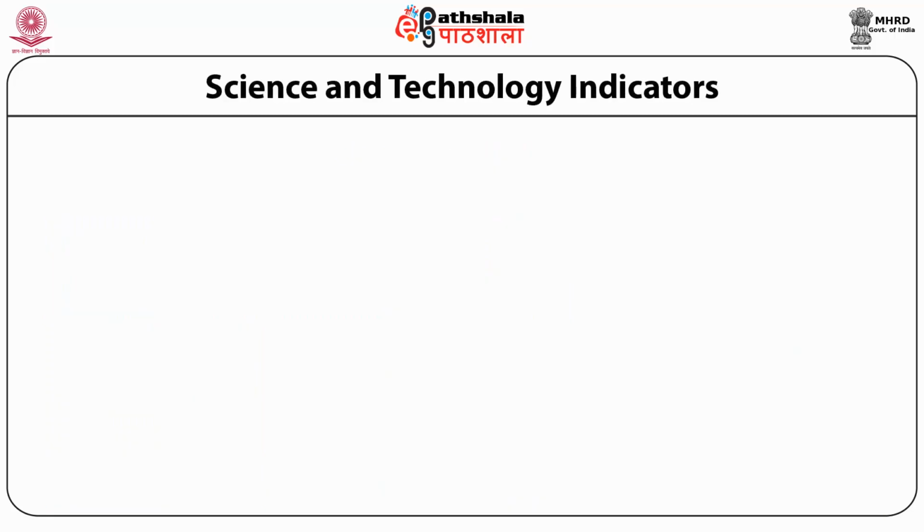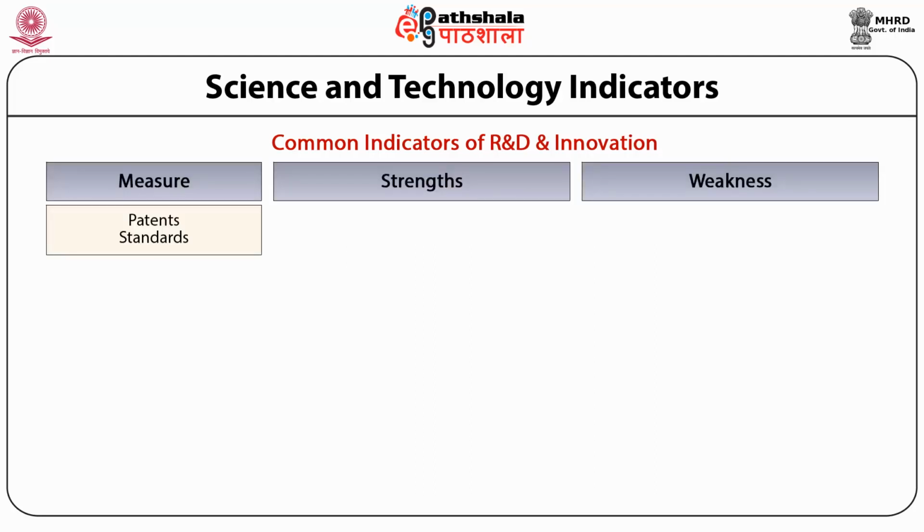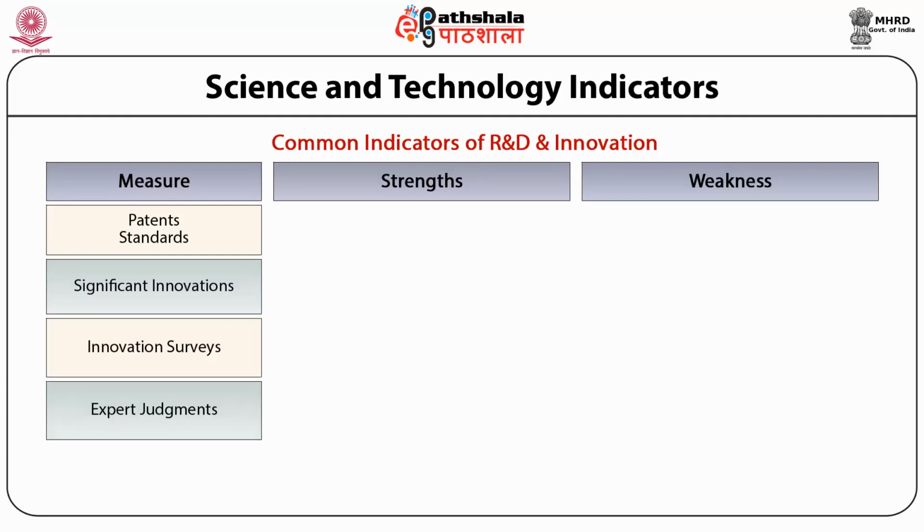In this, we discuss the common indicators of R&D. Further, we look at the indicators: patents, standards, significant innovation, surveys, expert judgment, and product announcements, and try to reveal their strengths as well as underscore their weaknesses in applying them for capturing the R&D and innovation process.